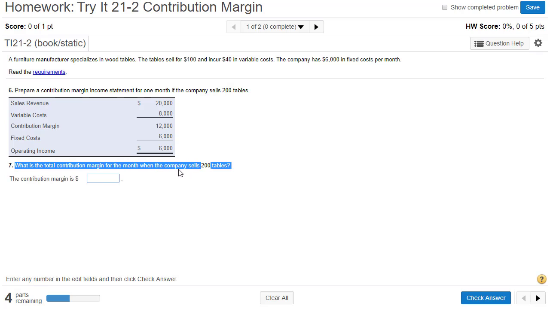Next question, what is the total contribution margin for the month if they sell 200 tables? So we're still talking about this scenario here. And our contribution margin, we already calculated, $12,000.